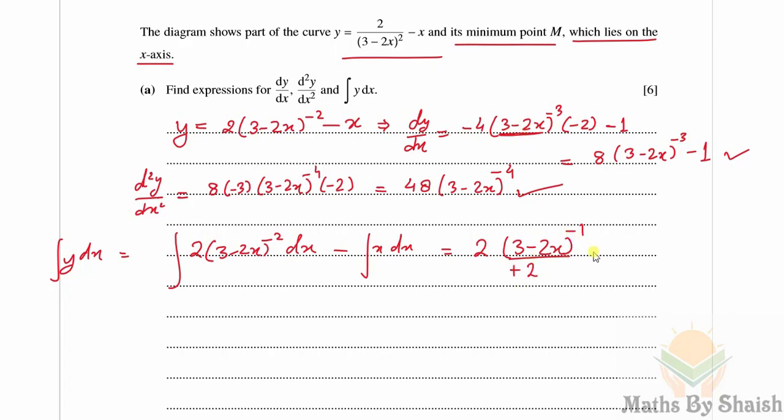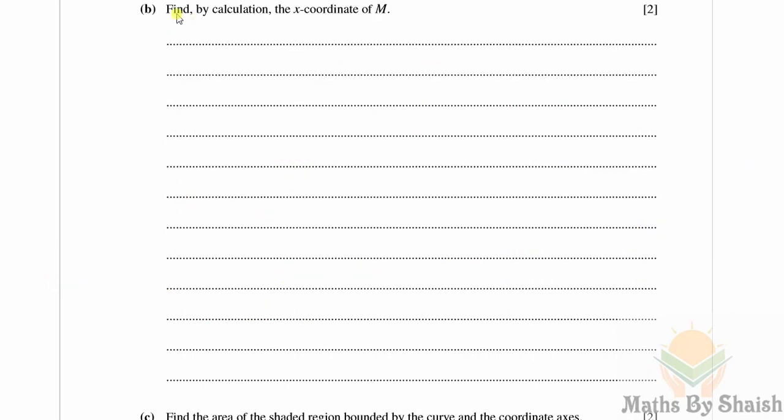So minus integration of x is x square by 2, and plus we can write the constant of integration c, or we can write it as 2 got cancelled, and it is (3 minus 2x) to the power minus 1 minus 1 upon 2 x square plus c. That's the integration of it. B part, find by calculation the x coordinate of M.